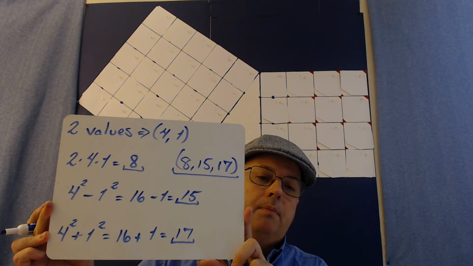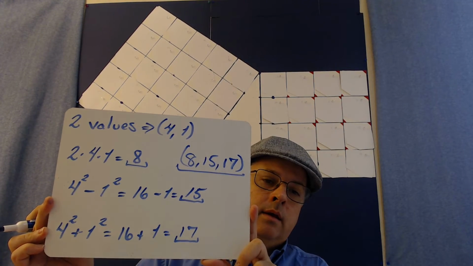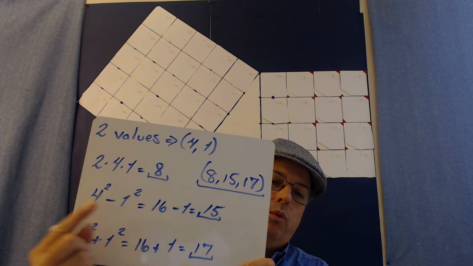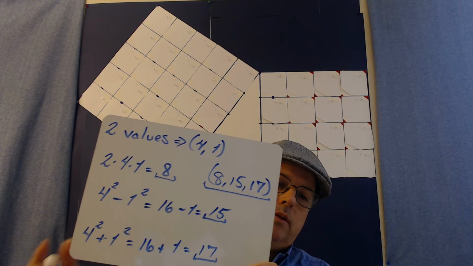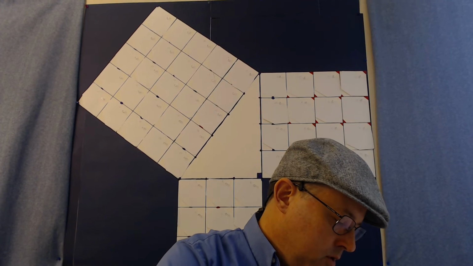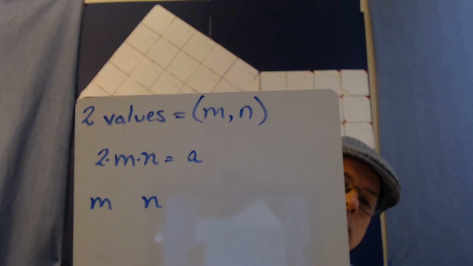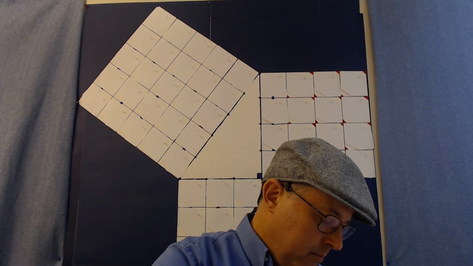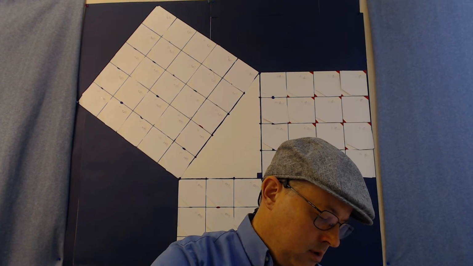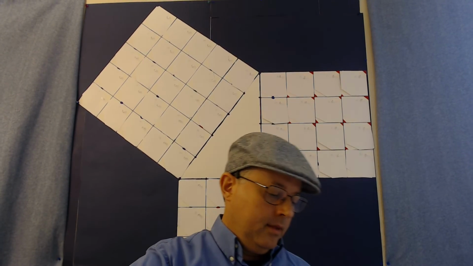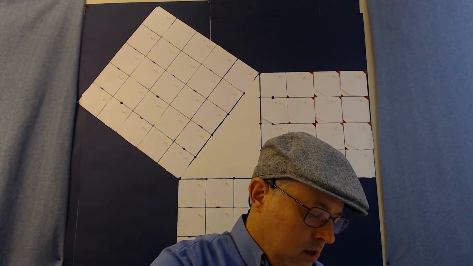And then let's remember what we did previously. We took the two numbers, 4 and 1, we squared them and subtracted them. So in this variable arrangement, we would have m and n, and we would square them and subtract them. And that's going to give us the b value.